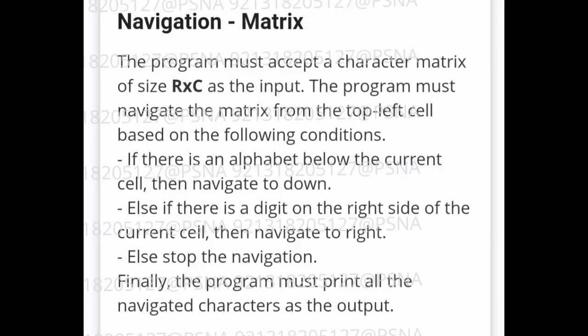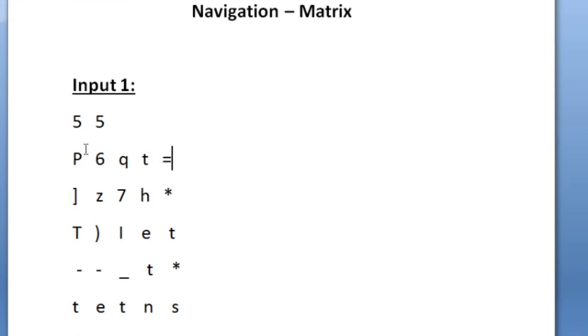This is the question asked in today's SkillRack daily challenge. To navigate through this matrix, we are given three conditions. The first is we have to always start from the 0th row, 0th column. So always we would be starting from this element P, and then we would check whether the character that is below it is an alphabet or not.